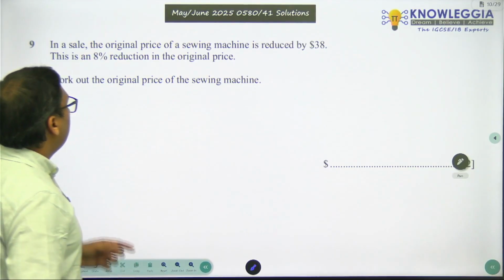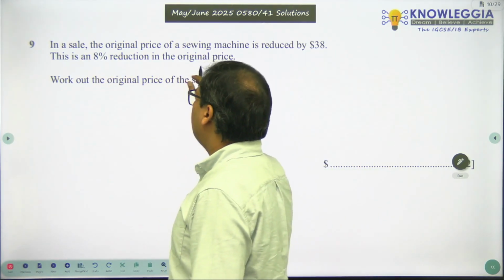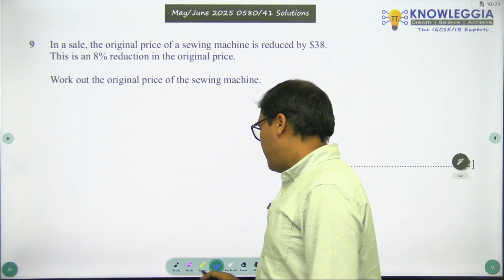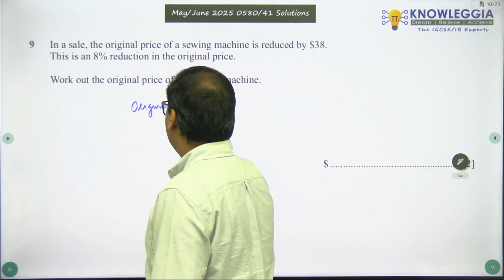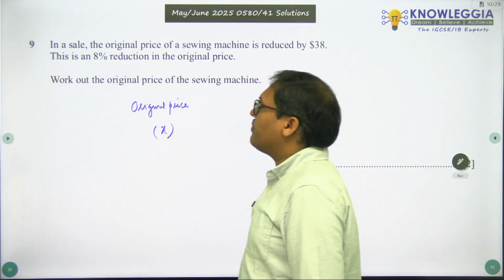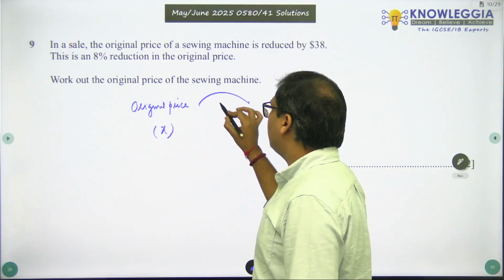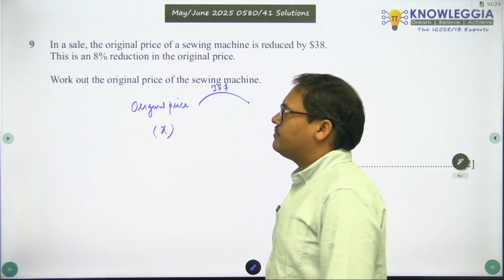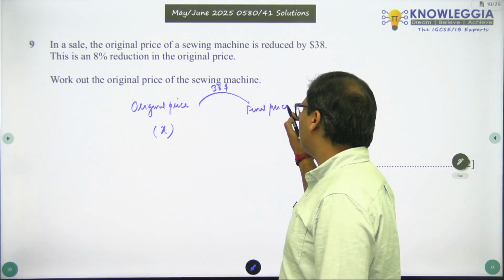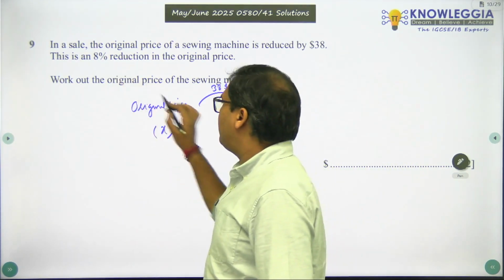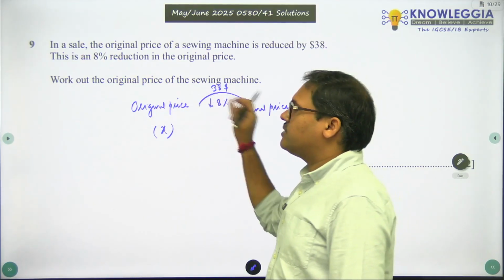The next one. In a sale, the original price of a sewing machine is reduced by $38. This is a reduction of 8% in the original price. Work out the original price. So let's say the original price is x. In a sale, the original price of the machine is reduced by $38, and this is the final price. Now this $38 is an 8% reduction. Calculate the original price of the machine.